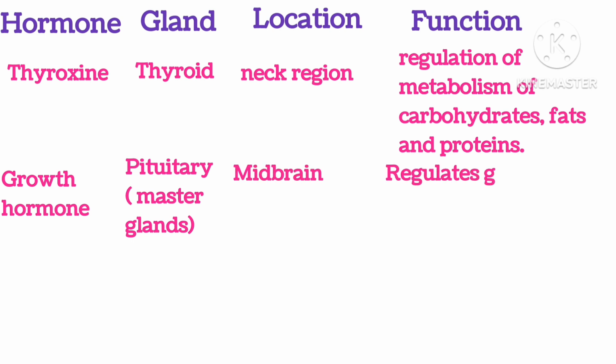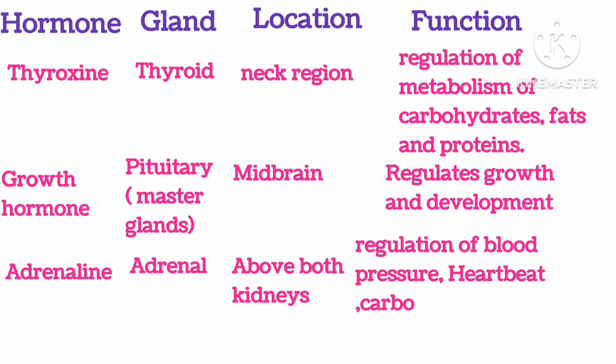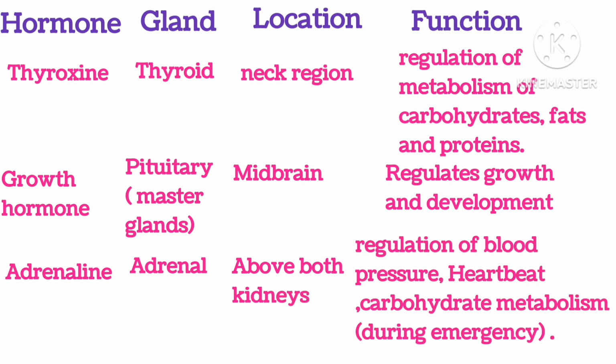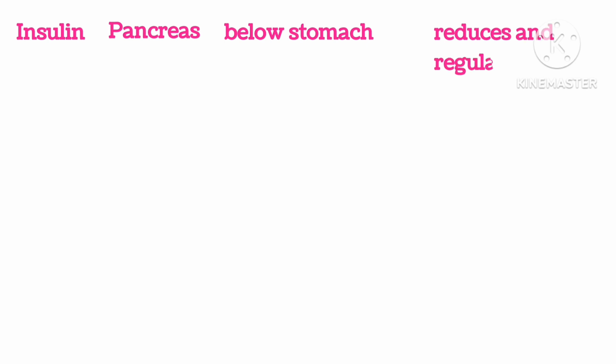Second is growth hormone, secreted by pituitary or master gland, located in the midbrain, regulates growth and development. Then adrenal hormone, secreted by adrenal gland above both the kidneys. Its function is regulation of blood pressure, heartbeat, etc. Insulin, secreted by pancreas, located below the stomach, reduces and regulates blood sugar level.